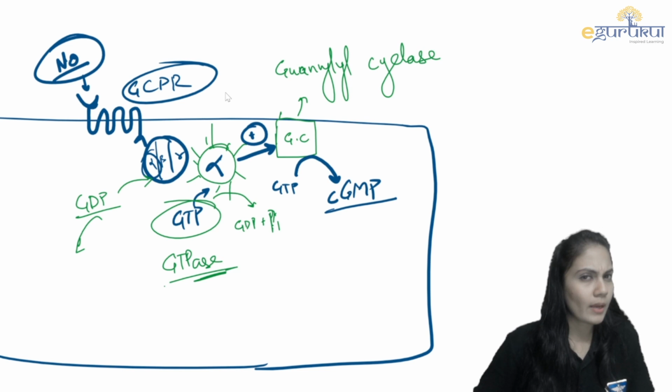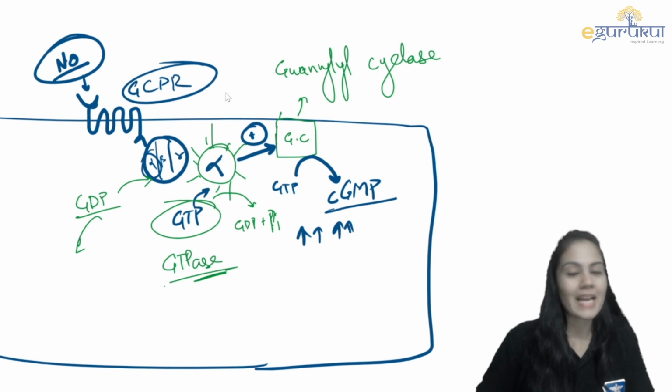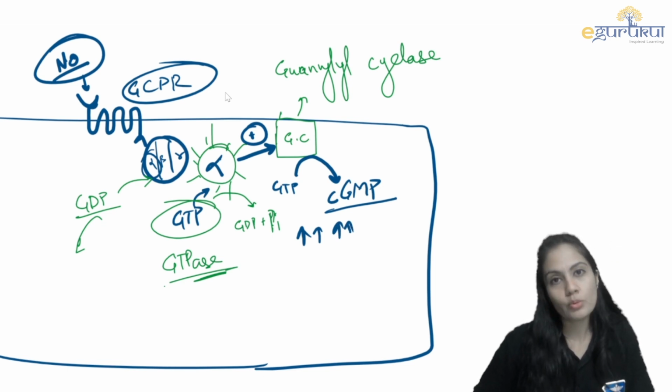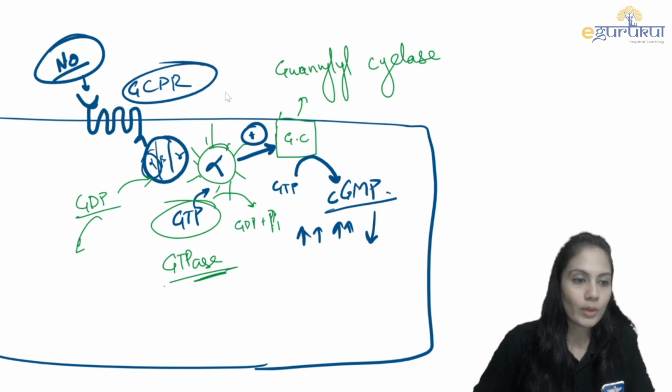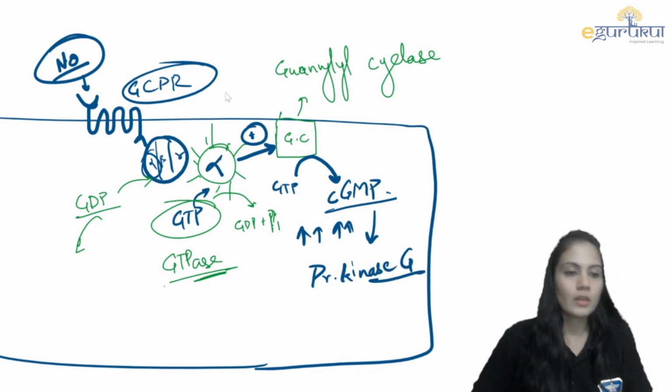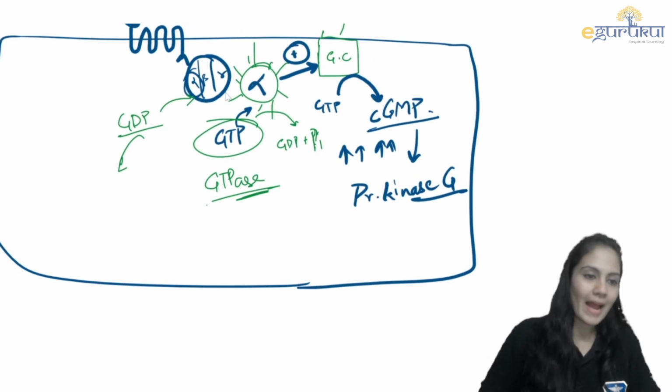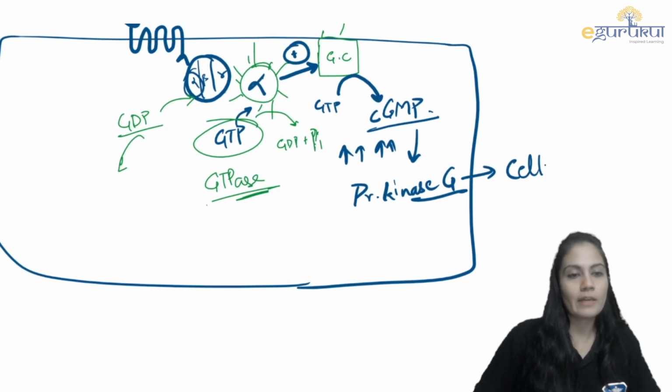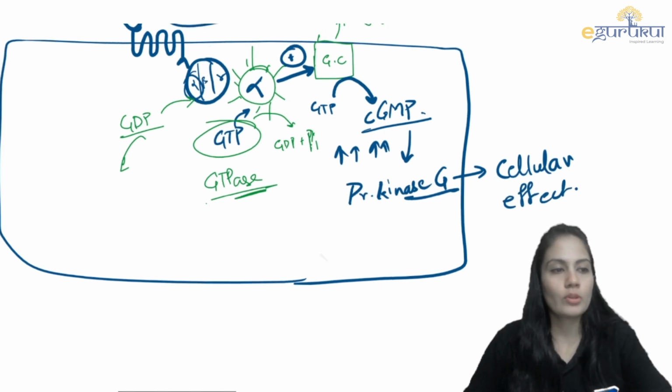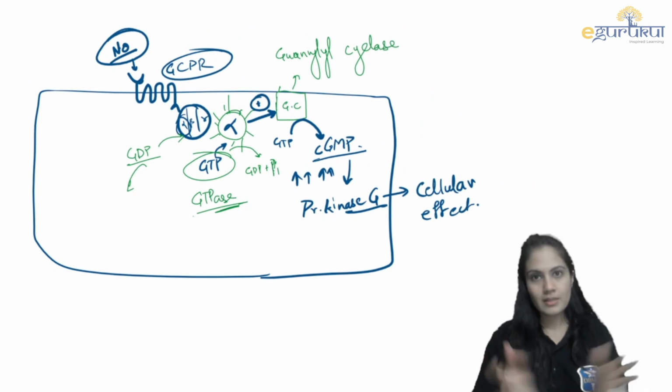So what do you think is going to happen when there is a release of more and more NO? What is going to happen to the concentration of cyclic GMP? The cyclic GMP is going to increase, and that is going to lead to activation of protein kinase G, and that will cause whatever cellular effects are there. So this is the basic fundamental activity of the cyclic GMP pathway.